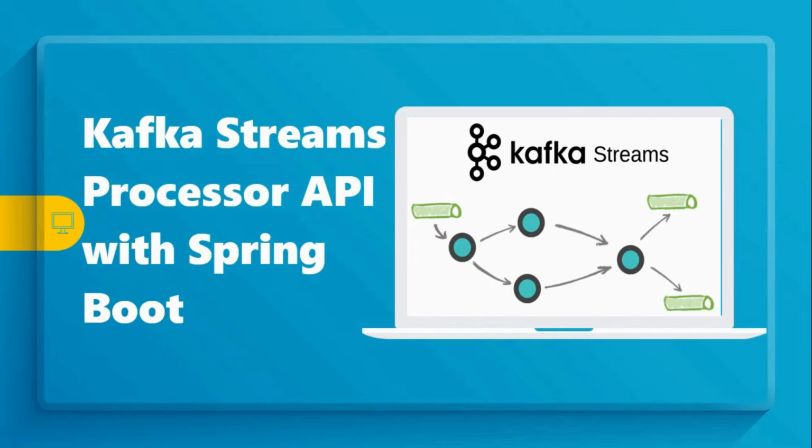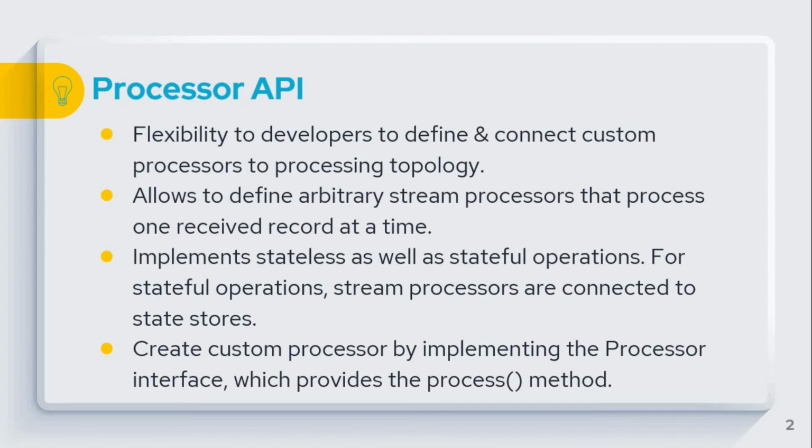Before we start with the actual implementation, let's quickly understand what is processor API and how it's different from DSL method. Processor API provides more flexibility to developers to define and connect custom processor to processing topology. Here, you can define arbitrary stream processor that process one record at a time. Processor APIs can be used to implement both stateless as well as stateful operations. For stateful operations, stream processors are connected with state stores.